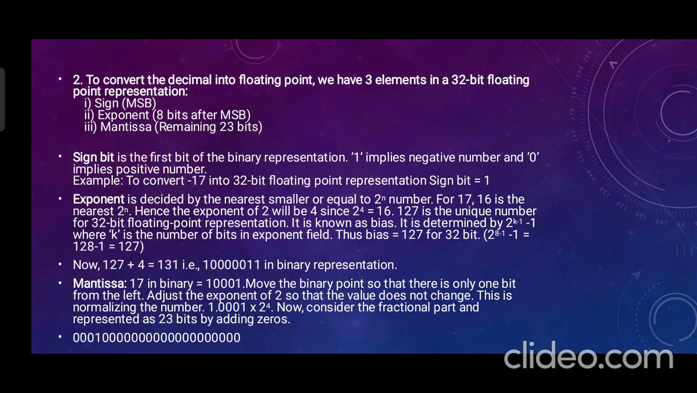Mantissa: 70 in binary is equal to 1000110. Move the binary point so that there is only one bit on the left. Adjust the exponent of the 2 so that the value does not change. This is normalizing the number: 1.000110 times 2 raised to 6. Now consider the fractional part and represent it as 23 bits by adding 0s.